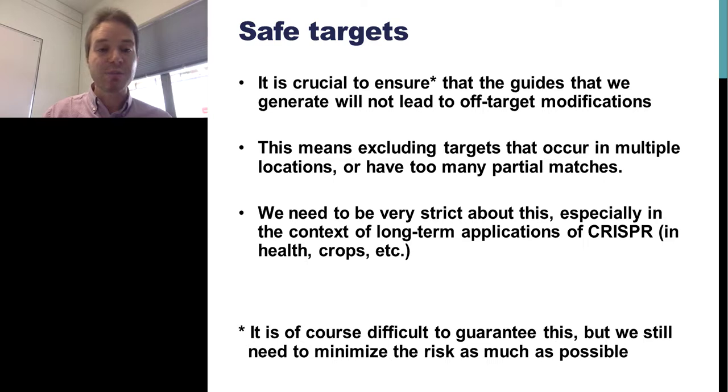So that means first that we need to exclude targets that occur in multiple locations in the genome, because we have no way to know where it's going to cut. But we also want to eliminate targets that have partial matches in multiple places in the genome, because it has been shown that the guide RNA doesn't need to have a perfect match to the sequence in order to bind. So we need to take these two aspects into account.